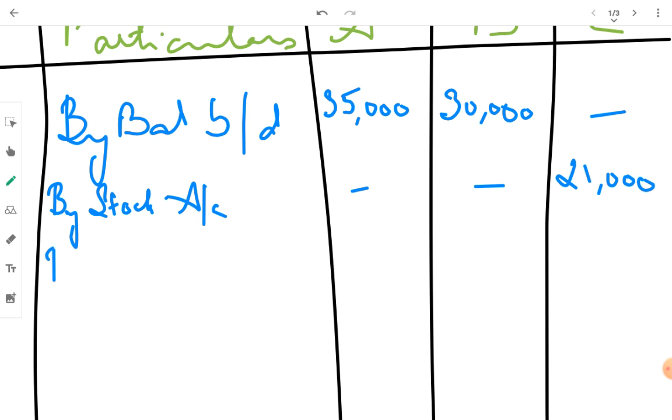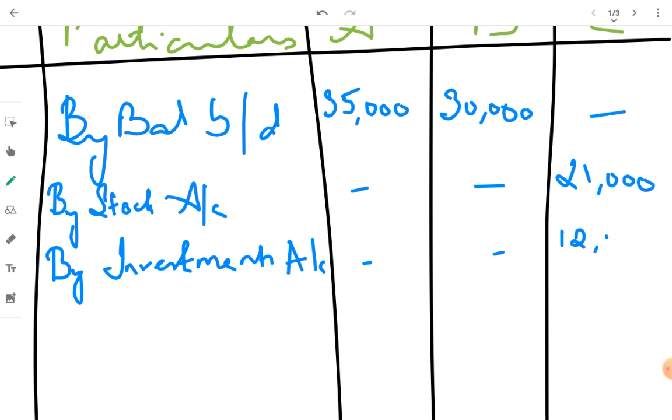And the next asset he brought in are investments. So by investments account, brought in again by C, he brought in investments rupees 12,000. And then further, he also brought cash to the extent of 15,000. So you can write that also down by cash account.